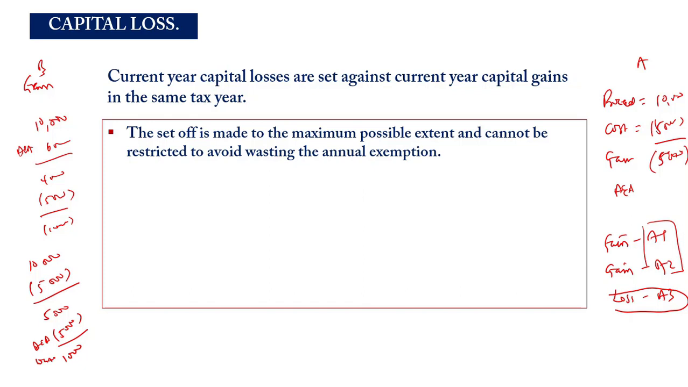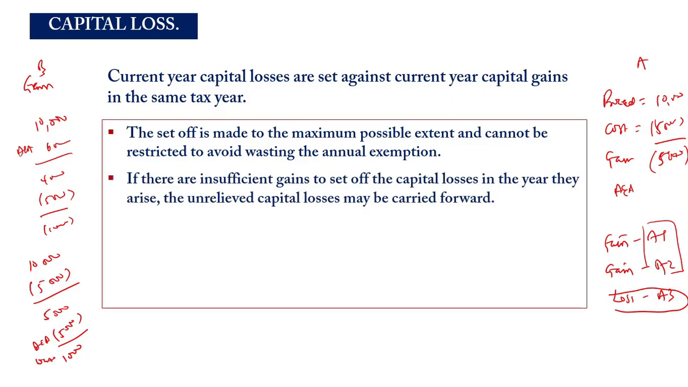So you cannot choose how much of the loss you want to offset against the current year and then save some annual exempt. Now, in this section, the gain for B was 10,000. It was more than enough to cover the loss of asset A. However, if the gain for B is, let's say, 3,000, it will not suffice to cover the loss of asset A. So what you can do is that you can carry the unrelieved loss forward to be charged against any capital gains in the future years.